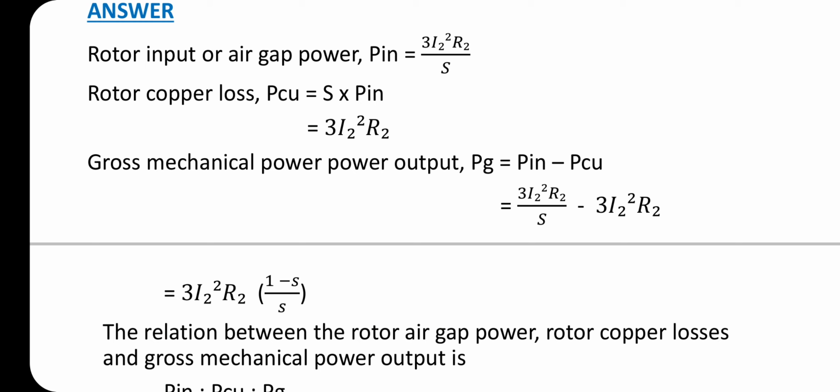Gross mechanical power output PG equals P in minus PCU. That is 3 I2 square R2 by S minus 3 I2 square R2, which, taking 3 I2 square R2 common outside, we get 3 I2 square R2 into 1 minus S by S.